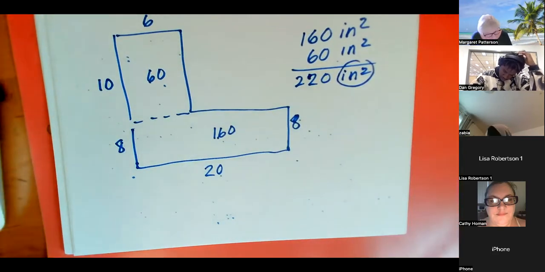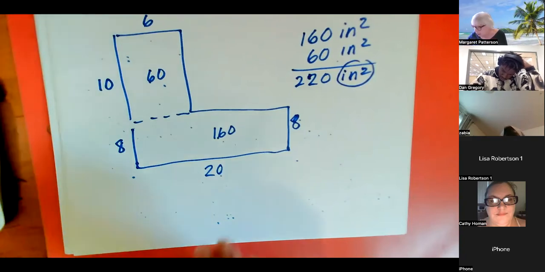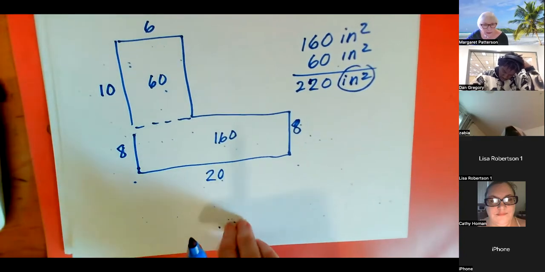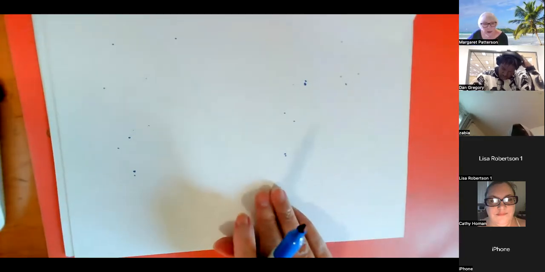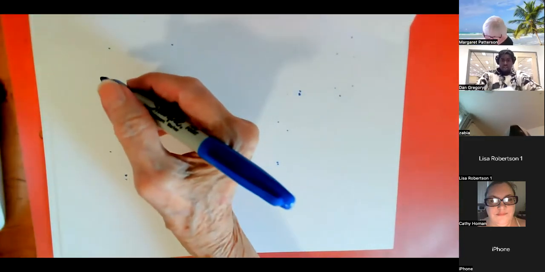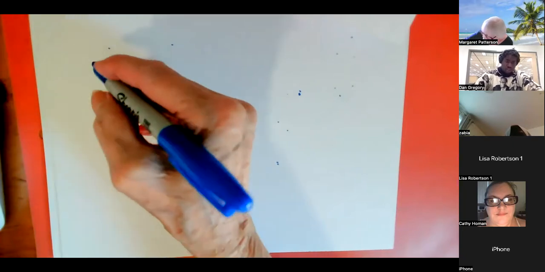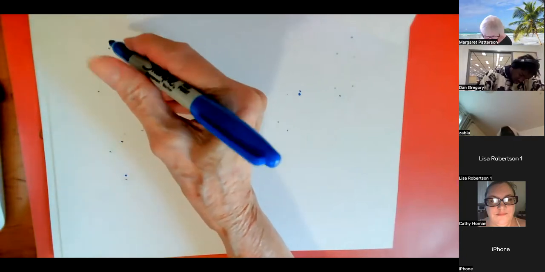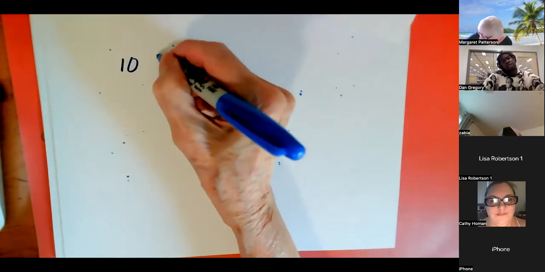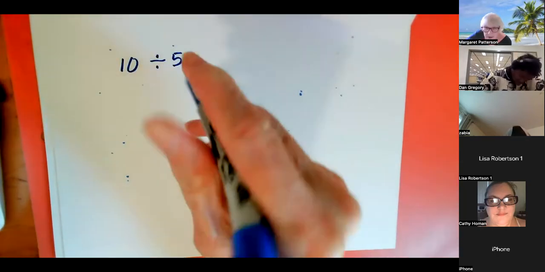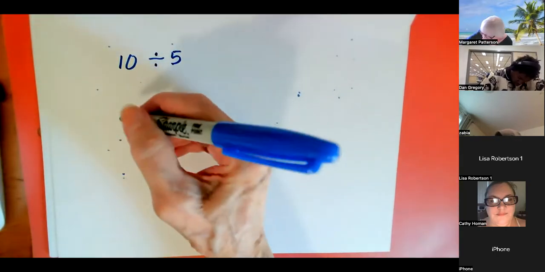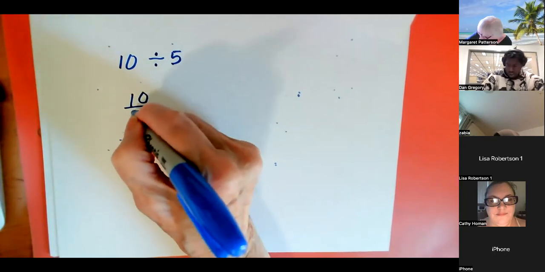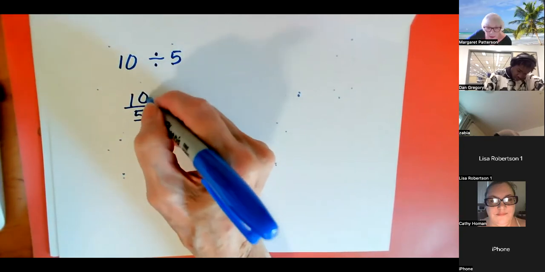Okay. Let's see what else I've got. So the last thing, okay, so that's that problem. Let's do division. I'm going to do the strange one, division. The answer is quotient. 10 divided by 5 is one way to say division. This is another 10 divided by 5.